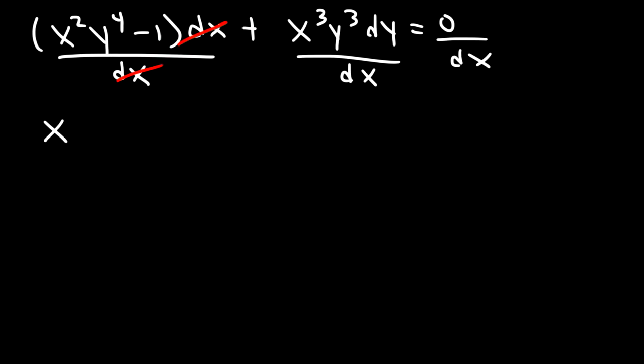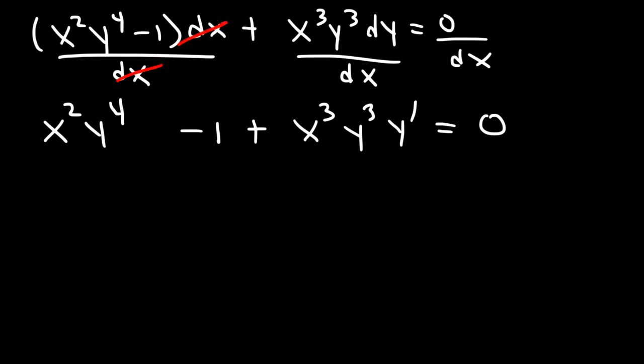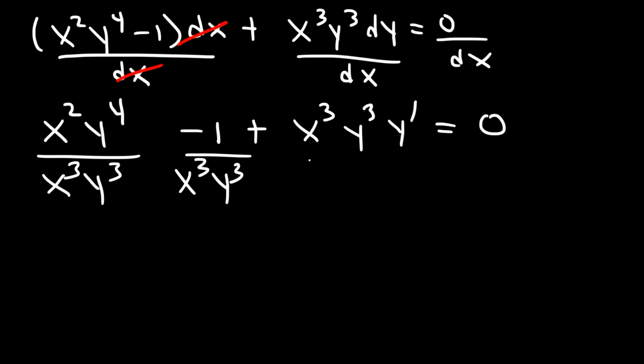So we're going to have x squared y to the 4th minus 1, and then dy over dx, we can replace that with y prime. So we're going to have plus x cubed y prime, and that's equal to 0. Now, in standard form, the only thing that should be in front of y prime is 1. So we need to get rid of x cubed y cubed. So divide everything, each term, by x cubed y cubed.